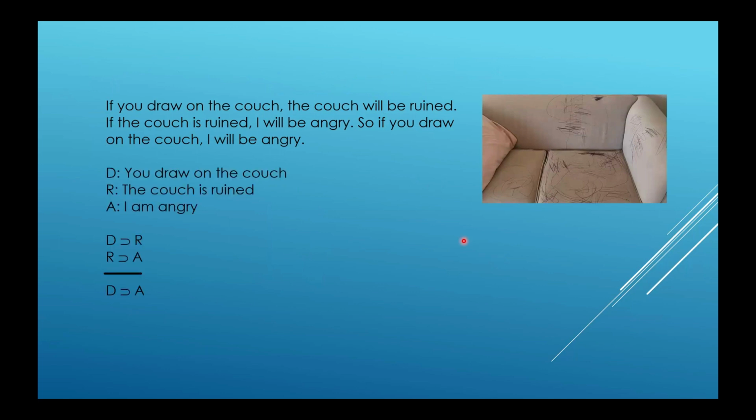Here is our symbolization key. Here's the argument in standard form. Here's the derivation. So these are our premises. If you draw on the couch, it will be ruined. If the couch is ruined, I will be angry. Now, in the derivation for this, we start by assuming, again, for the sake of argument, that Milo draws on the couch.